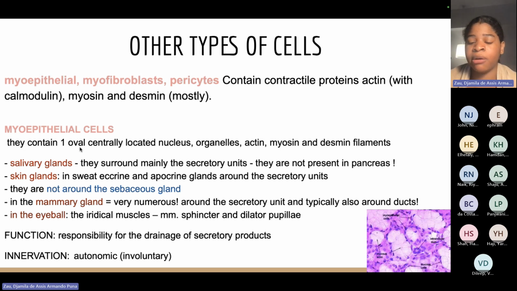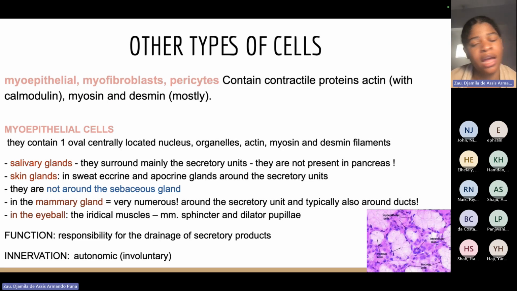When we did our seminar about glands, I don't remember if I mentioned it, but I did show you guys a picture similar to this one in the corner. So these are the myoepithelial cells. Basically, they help with contraction and help drain the secretory products. You have them in the salivary glands and skin glands. They are not in the sebaceous glands.